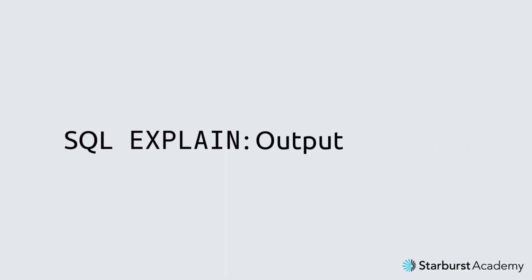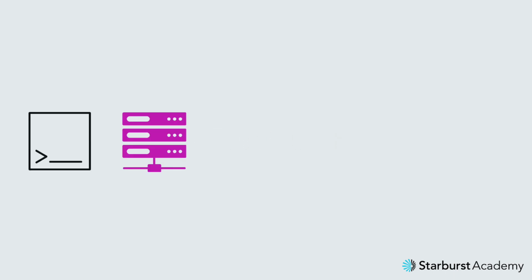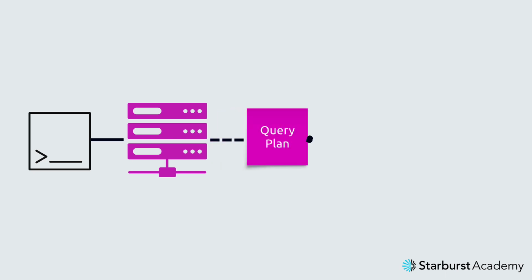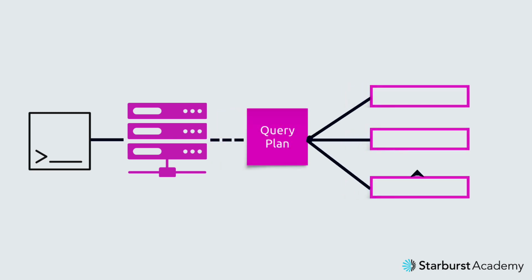In this video, I will discuss the SQL EXPLAIN command and provide a high-level overview of its output. When a query is submitted to a Starburst cluster, the coordinator node of the cluster generates a query plan. The query plan breaks down the work needed to complete the query into pieces and estimates the amount of cluster resources each piece of work will need.